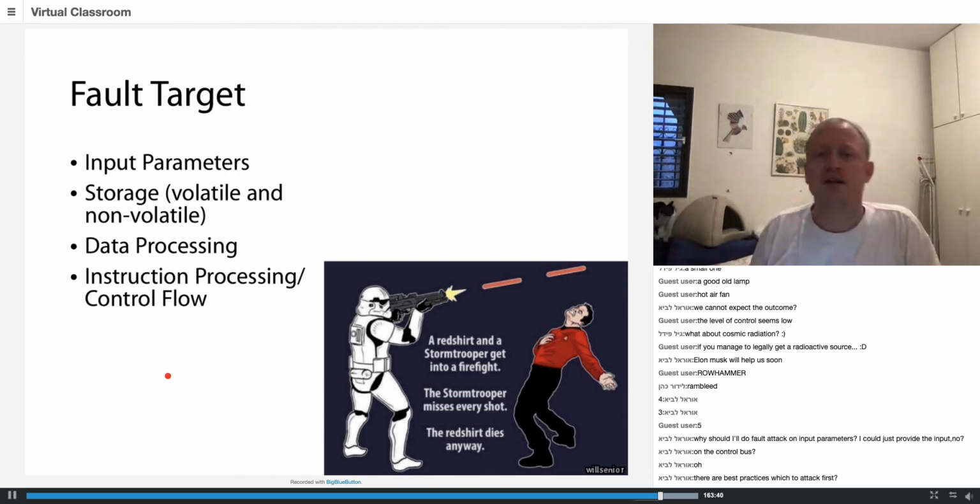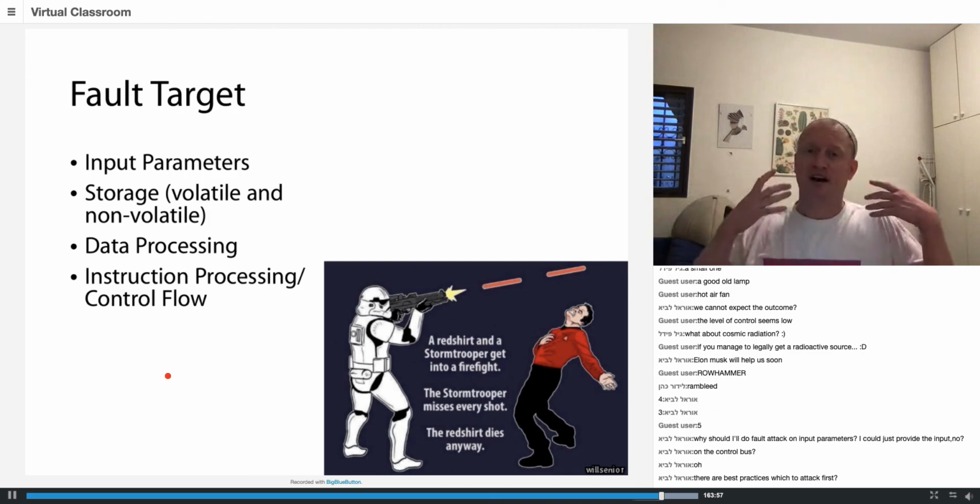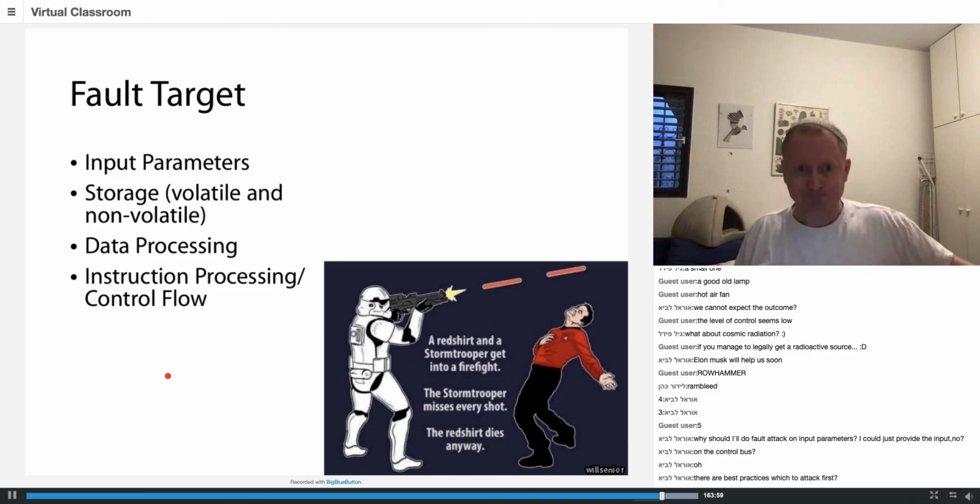Other best practices. Look, here's the cat again. There are people who work for a living in certifying devices against fault attacks. I don't work there, but I know there are people who are real artists in doing fault attacks. So there are best practices. I'm not qualified to teach them.